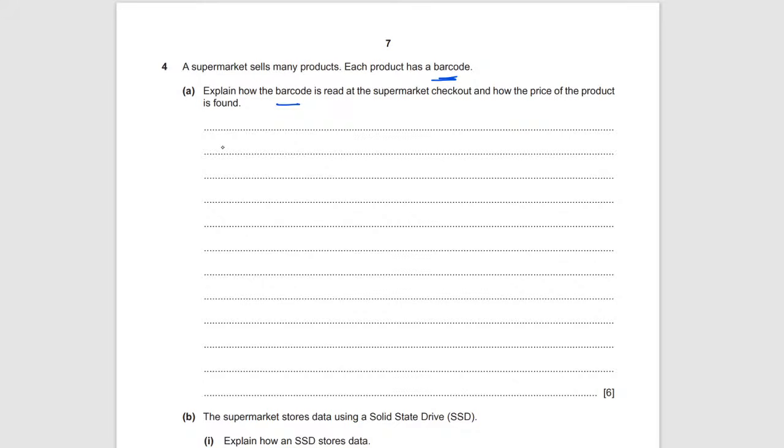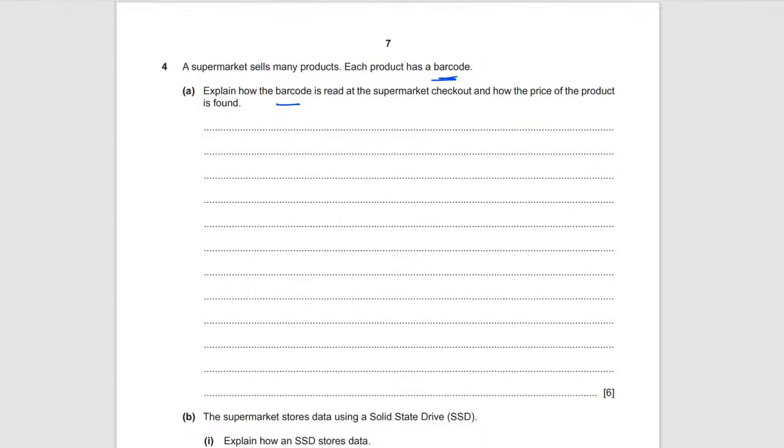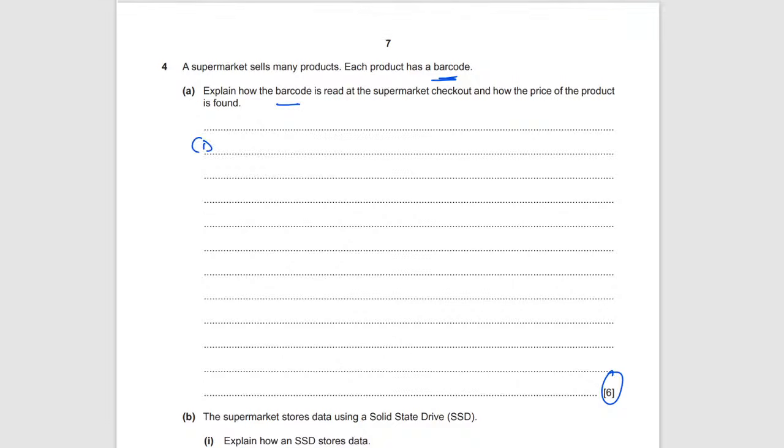The first thing, it's 6 marks, meaning we need 6 points. We have talked about this. So let's see. Explain how the barcode is read at the supermarket checkout and how the price of the product is found. Number one, how the barcode scanner works is basically it will scan it, of course, because it's literally called a barcode scanner. So first of all, it scans.